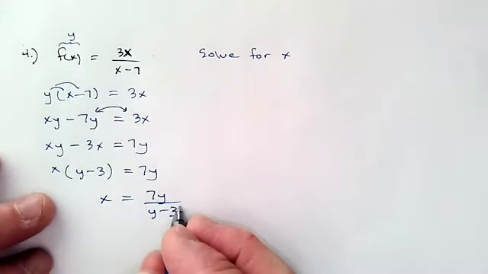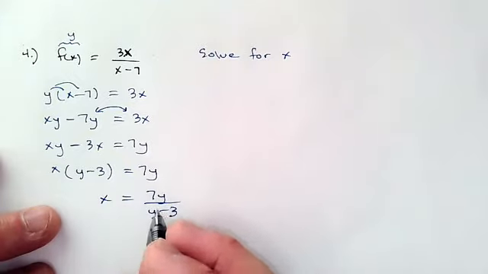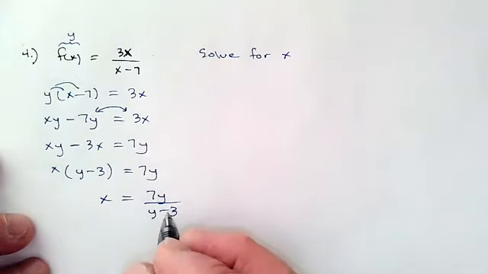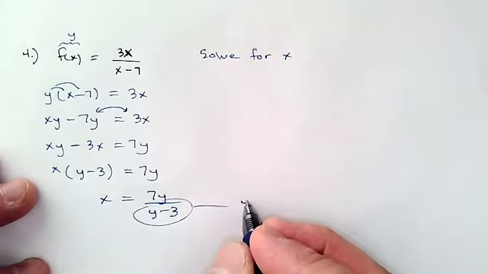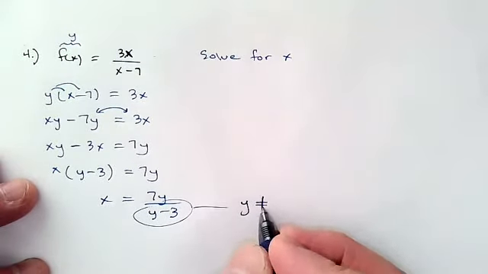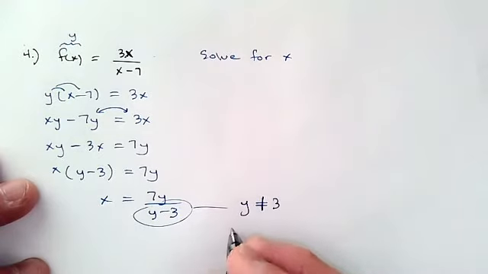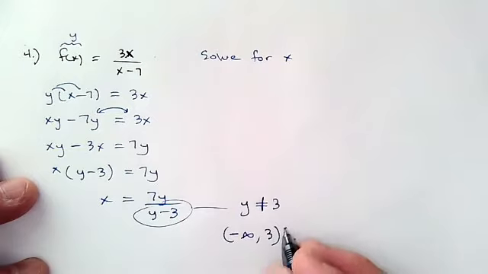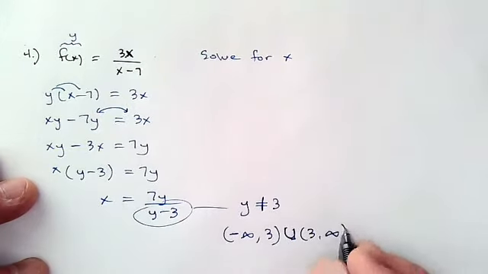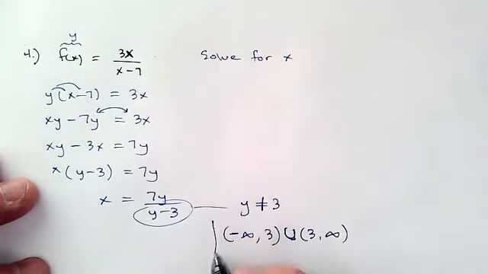And at this point here, I can see that I have a fraction. There's no square roots to worry about. So like the previous one, the only thing I'd have to worry about is dividing by 0. This tells me y cannot be equal to 3. So in interval notation, negative infinity to 3, union 3 to infinity would be my range.